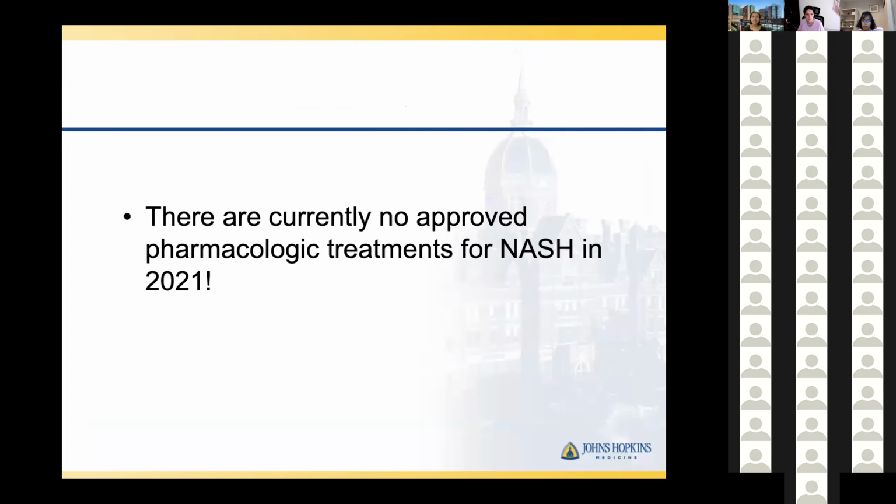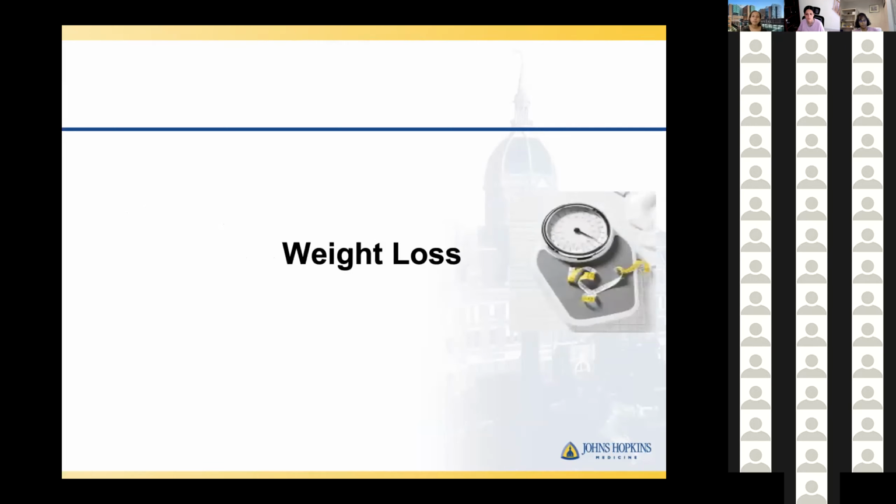Important to recognize there's still no current approved pharmacologic treatment for NASH in 2021. So this is a big limitation. This is becoming one of the most common referrals to hepatology clinic, and weight loss is really the only proven treatment that we have in the absence of pharmacotherapy.